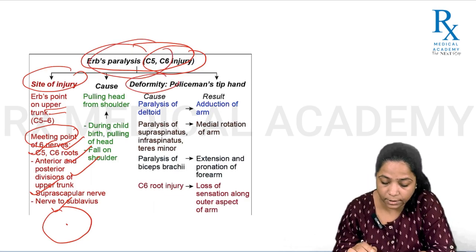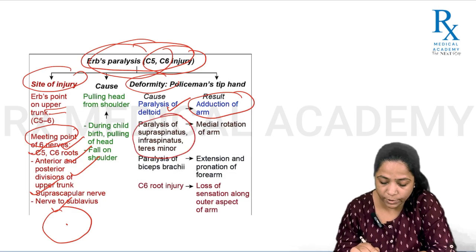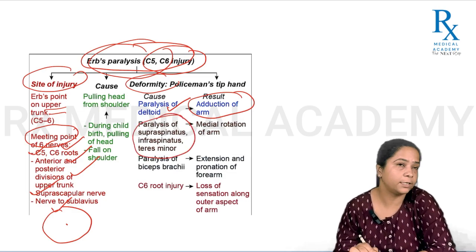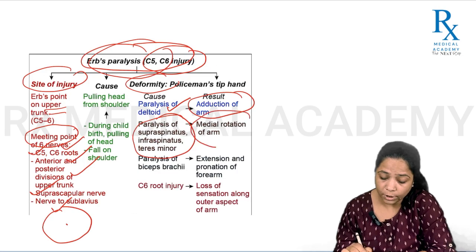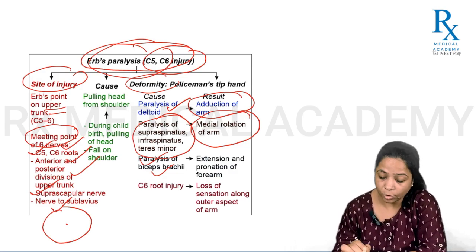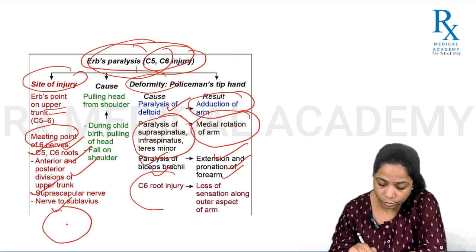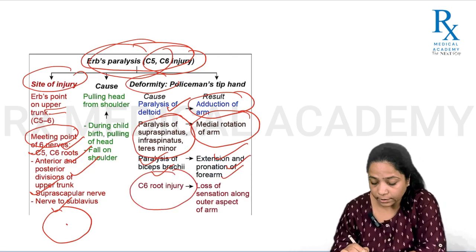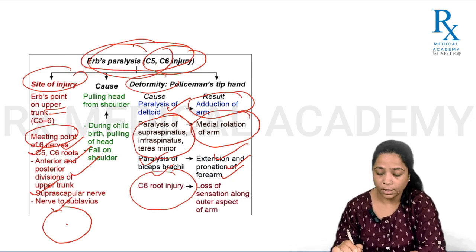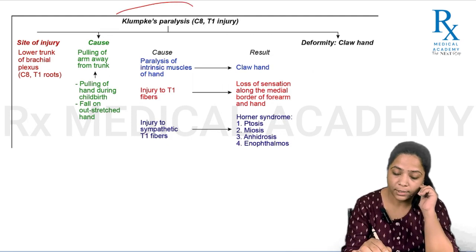What deformity happens in Erb's palsy? You can find paralysis of deltoid, so the arm will be adducted; paralysis of supraspinatus, infraspinatus and teres minor, that can lead to medial rotation of the arm; paralysis of biceps brachii, so there is extension and pronation of the forearm. And because the C6 root is also injured, you will find there is loss of sensation along the outer aspect of the arm. Next is your Klumpke paralysis.